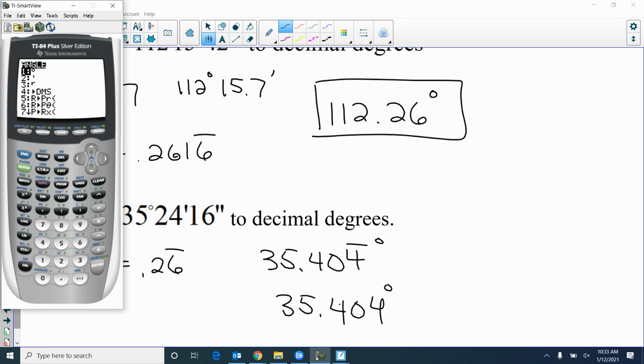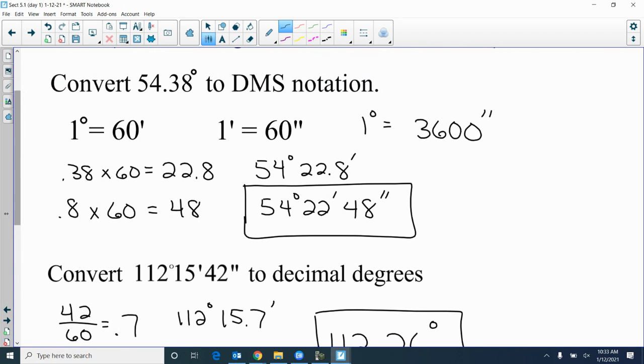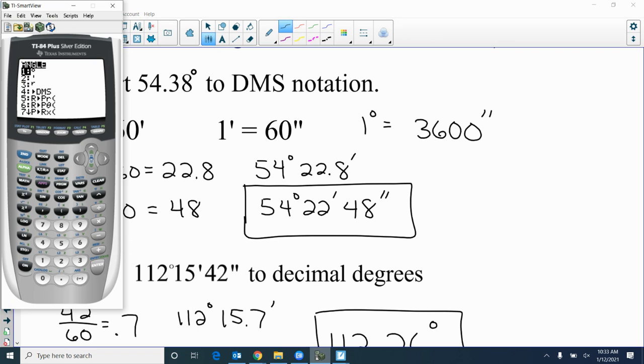So what was that first one we did? We did the 54.38. So if you do 54.38, and I hit second angle, degrees, minutes, seconds, and then hit enter, it'll give me 54 degrees, 22 minutes, 48 seconds. Okay, so spit out your answer for me.